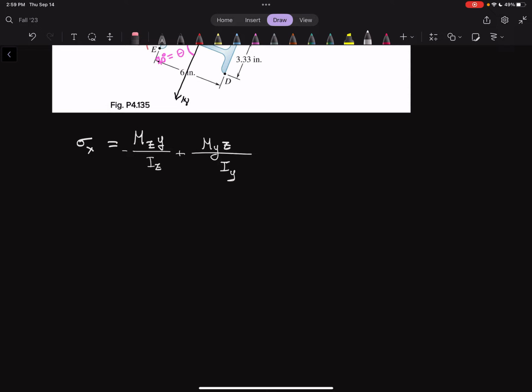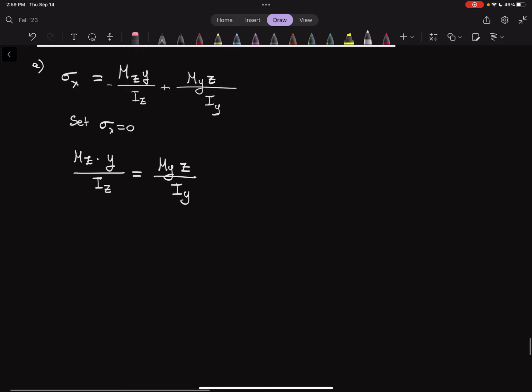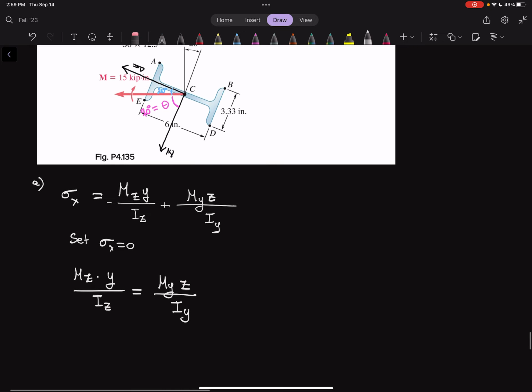Now if you set that equal to 0, this is for part A, if you set sigma x equal to 0, and I just want to show you where the formula comes from, you have it on your equation sheet, so you don't necessarily need to derive it every time. But it's nice to know where things come from. So you'd have Mz times y divided by Iz, and I'm bringing Mz to the left-hand side of the equal sign, equals My z over Iy. Okay, so now that you have this, let's look at Mz and My.